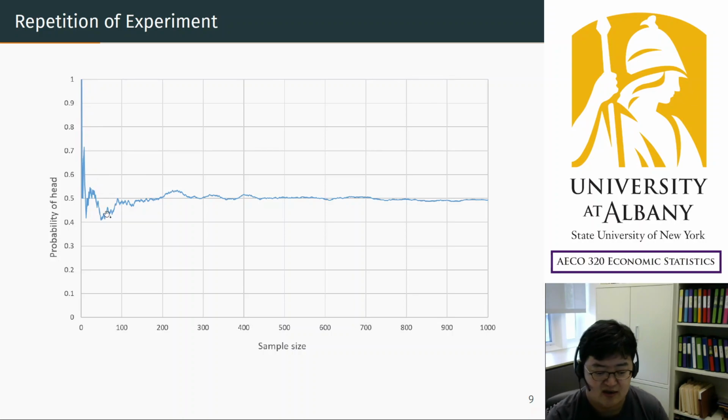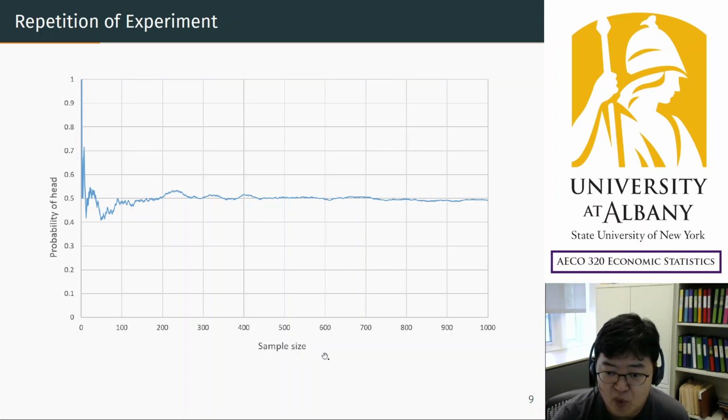As you can see, it fluctuates. But in the end, it will be very close to the true probability of 50%. What you can see here is the importance of the sample size. This is a special example because we know the answer. We know the answer is 50%. Well, 50% is the true probability of a coin toss.